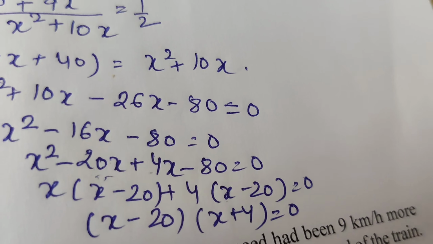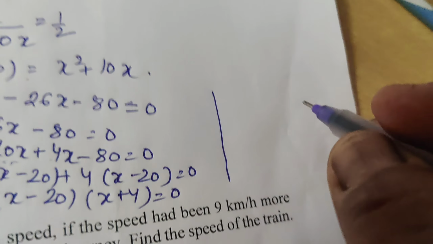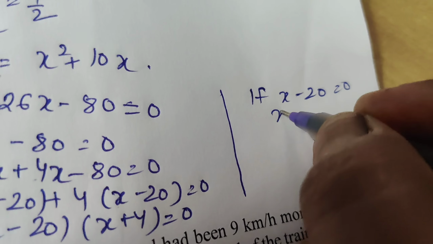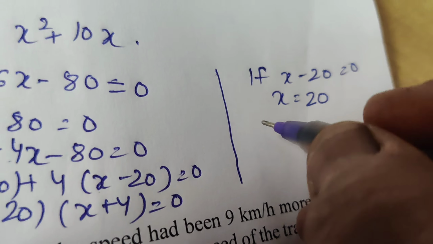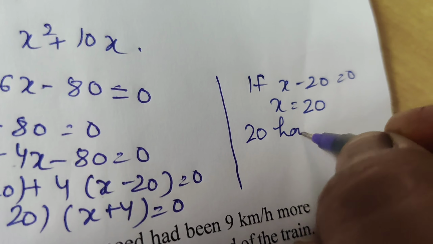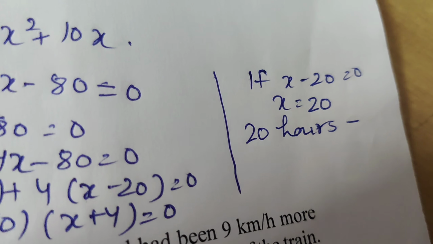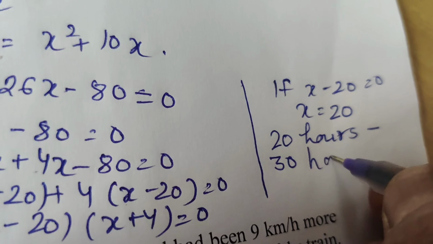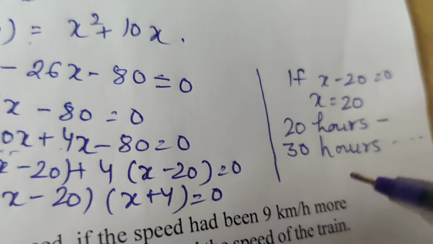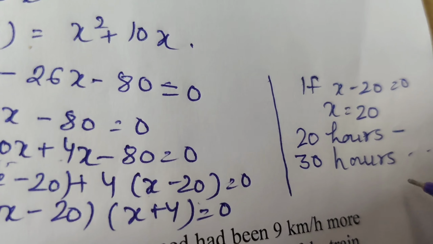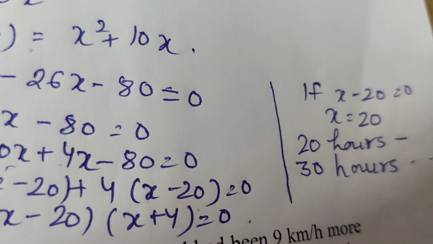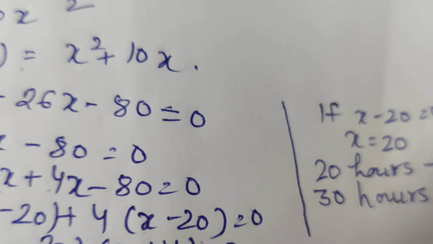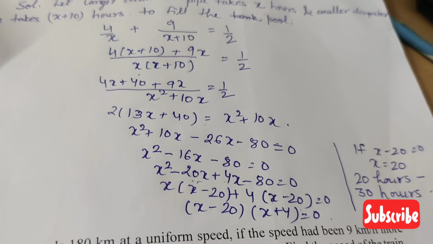Now give the answer. If x minus 20 equal to 0, it means x equal to 20. The answer is 20 hours takes the larger pipe to fill the pool separately, and the 10 hours more, it means 30 hours takes the smaller pipe. Now x plus 4 equal to 0, then x equal to minus 4. It is not possible. Minus में नहीं हो सकता, इसलिए x plus 4 is not possible. The right answer is 20 hours and 30 hours. This is the equation of this question.